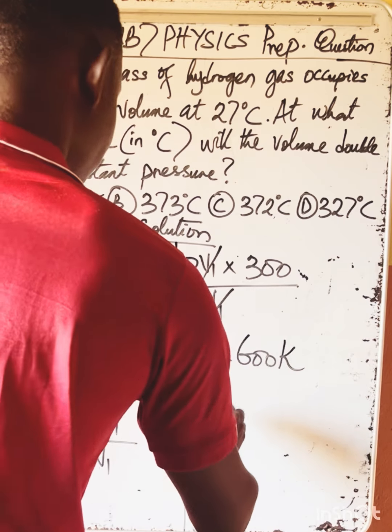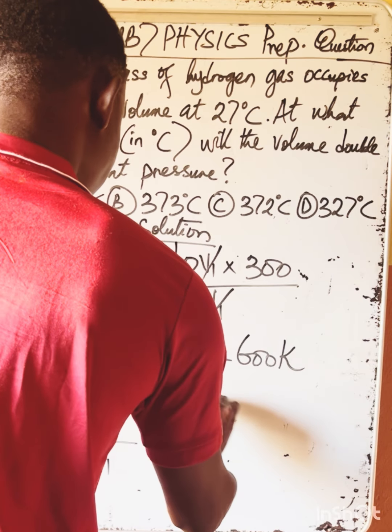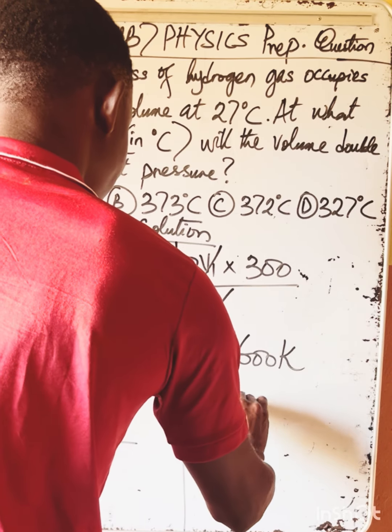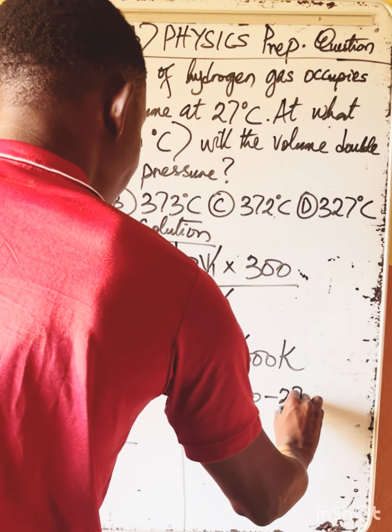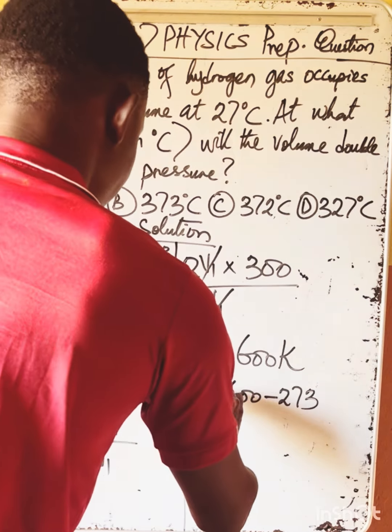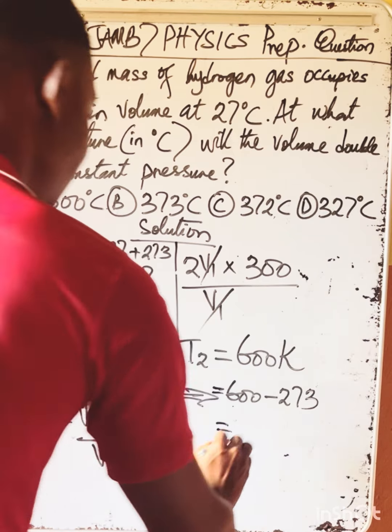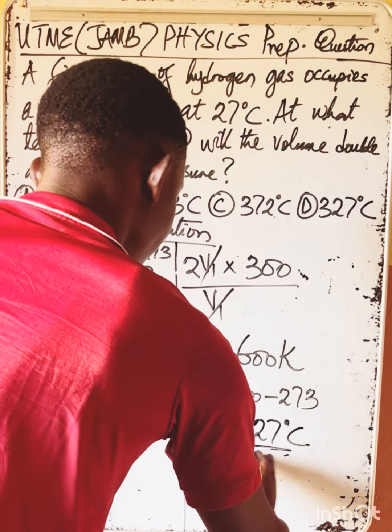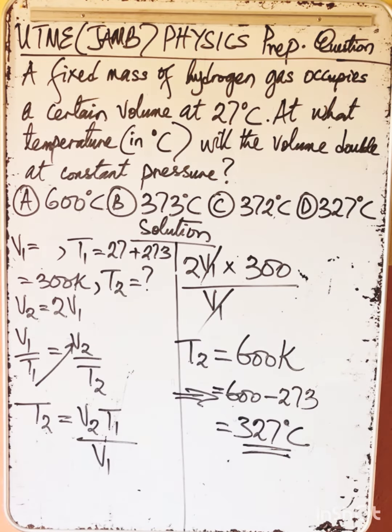Then this 600 Kelvin, converting it back to degrees Celsius would mean 600 minus 273. Remember, if you want to convert from degrees Celsius to Kelvin, you add 273. When you're doing it the other way around, you subtract. So if we do this, it will give us 327 degrees Celsius. It is this simple. Obviously, our answer is D.